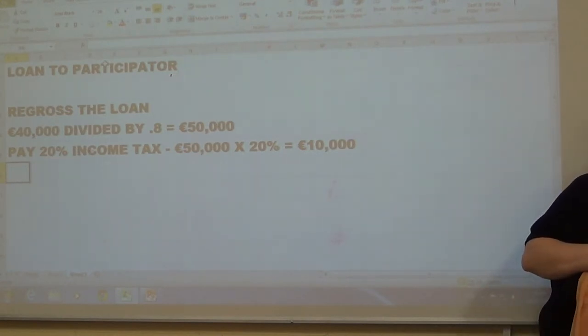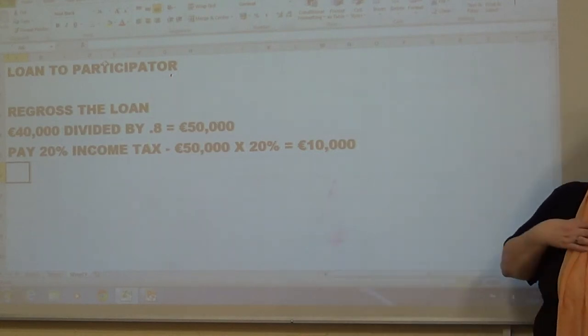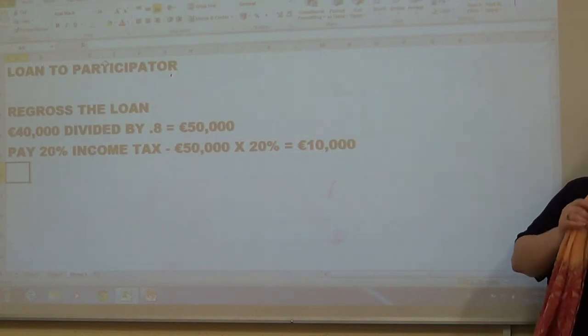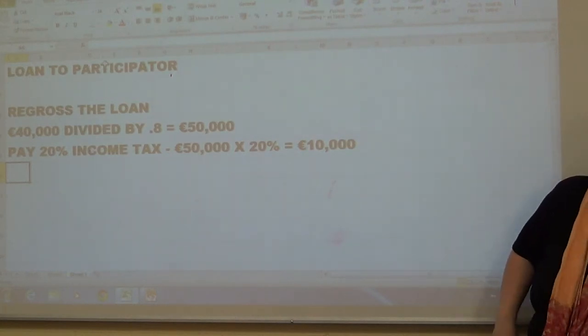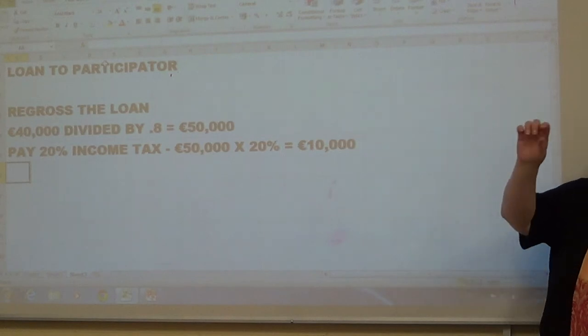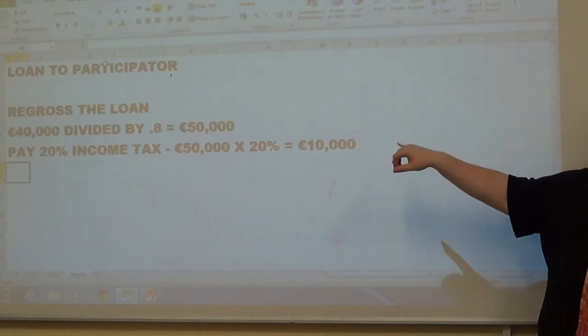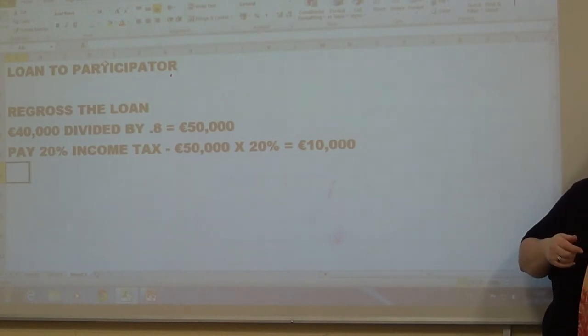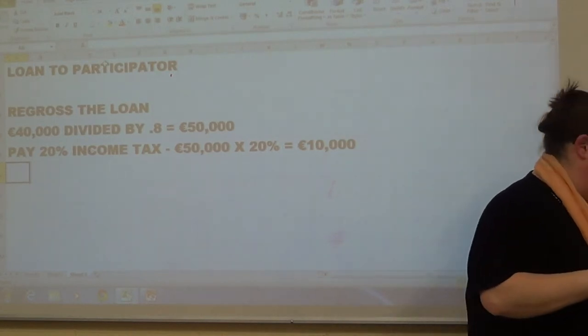And who has to pay the 10,000? The company. The company's paid that income tax over. The 0.8, yeah. I've just taken 0.8 instead of 80 over 100.